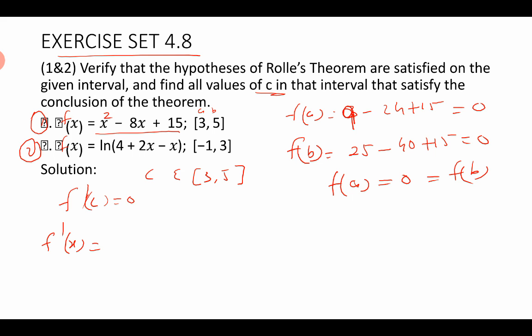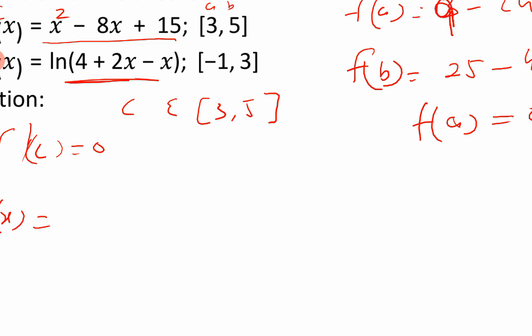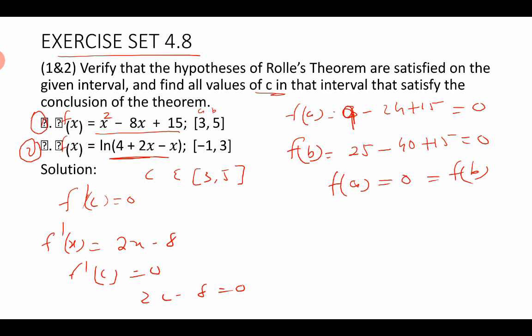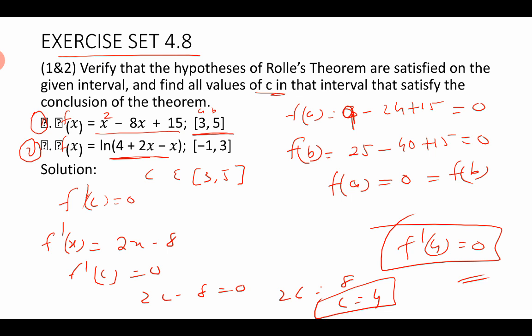When you differentiate this function, you will get 2x minus 8. Let f dash of c be 0. So instead of x, use c. 2c minus 8 is 0. So 2c is 8, c is 4. So c is 4, the point lying between 3 and 5, at which the first derivative is 0. So f dash of 4 is 0. That is, the conclusion is true.